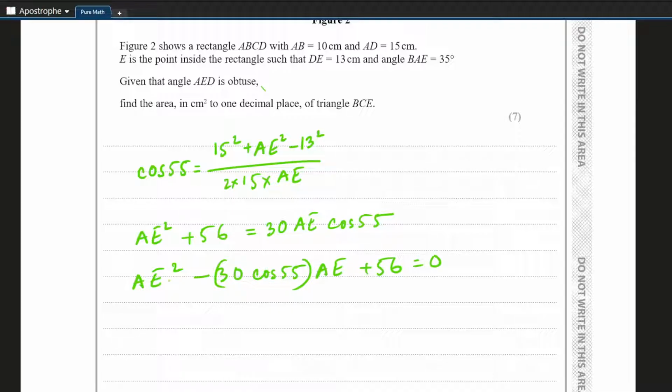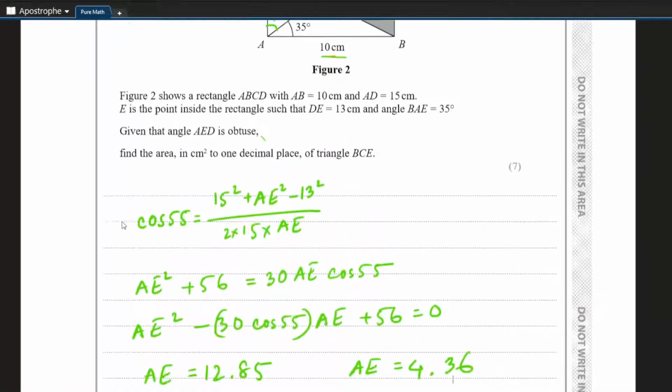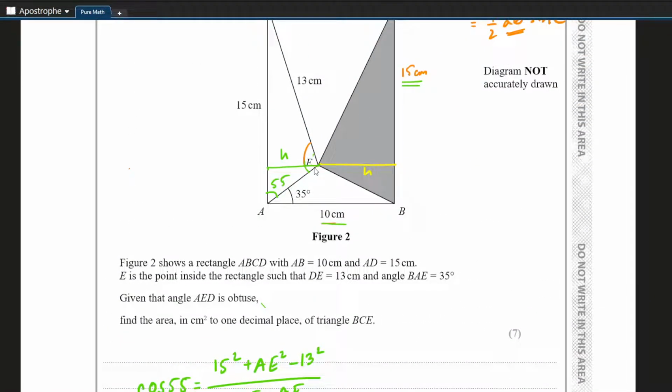Now I'm going to use the calculator to find the value of AE. 1, minus 30 cos 55, then 56, which gives AE is equal to 12.85, or AE is equal to 4.36. Now we can only accept one of these two values. Now this is AE.